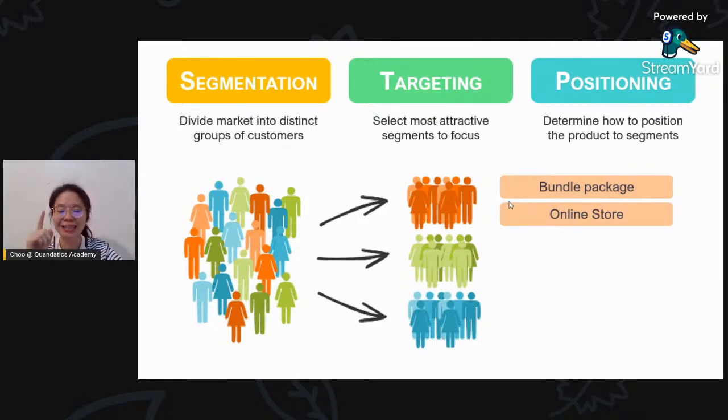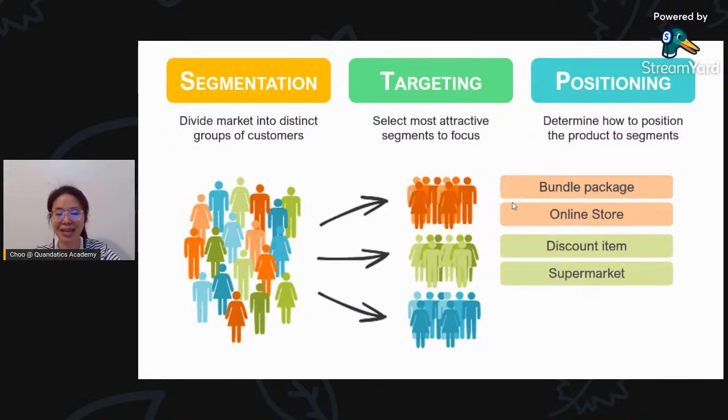And then they are mostly from the online store. So if let's say I get all this information, how should I position my products to this segment? Put it into a bundle package and then sell it through online. And also maybe we have another segment, let's say the second segment, they are actually attracted by the discount item.